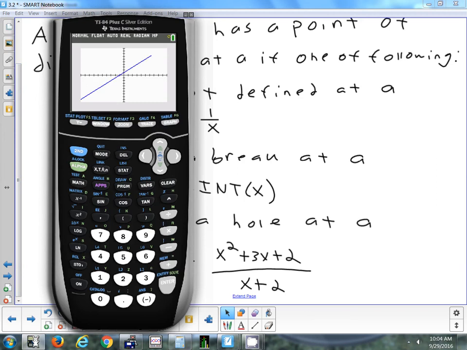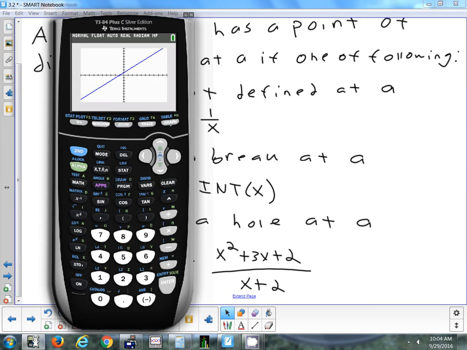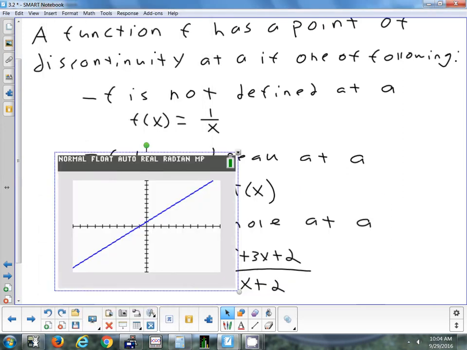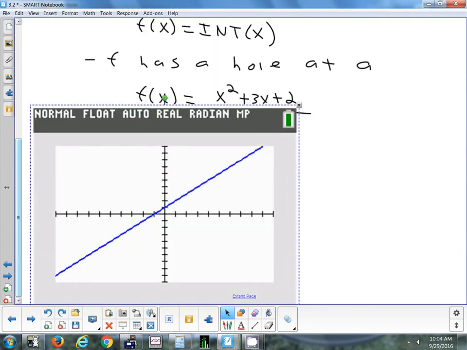Doesn't look like there's a hole in that at all. But based on the equation, where do you think there would be a hole? Yeah? -2. Yeah. If you go to your table and you try to type in -2, it says error because you would be dividing by 0. But you can't see it. Okay? Even if I make it bigger, you're not going to see a hole at -2.